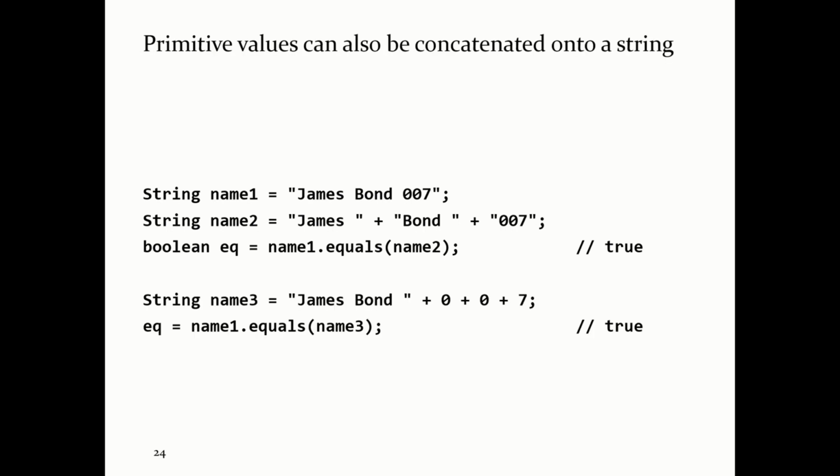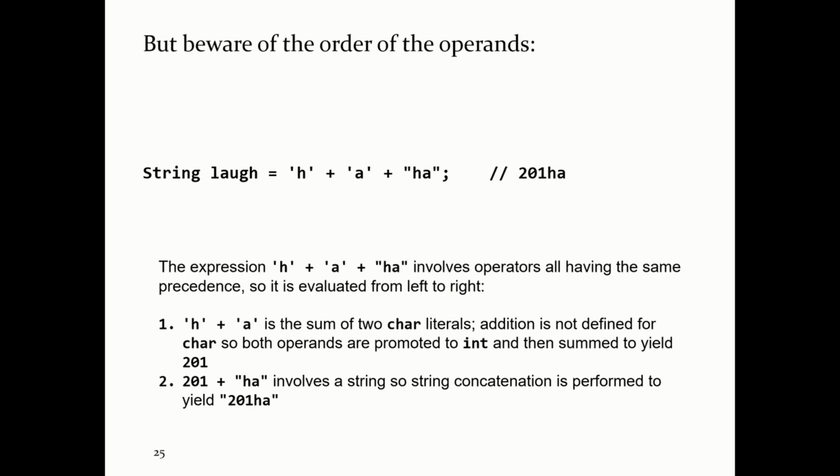And you can also concatenate primitive values onto a string. You can actually concatenate anything onto a string, and it's guaranteed to work. It may not always give you the string you want, but it's guaranteed to work. So for example, here, I start out with a string James Bond, and then concatenate a 0, then a 0, then a 7, and those 0, 0, and 7 are all ints. So you can join other types to a string, and everything works fine, but you have to be careful.